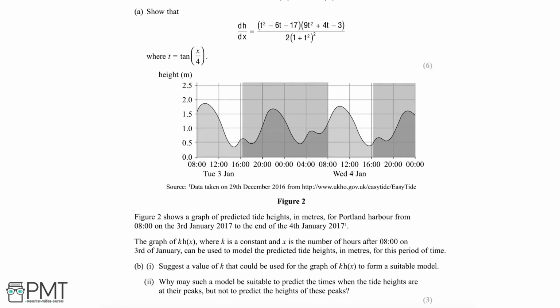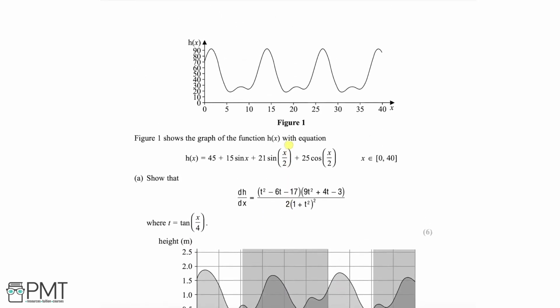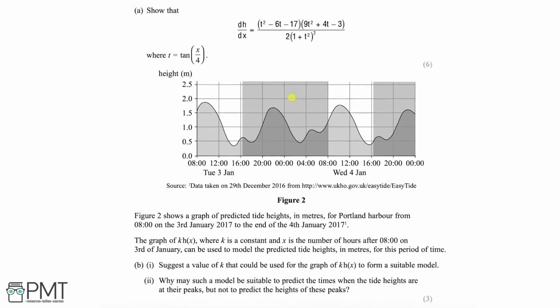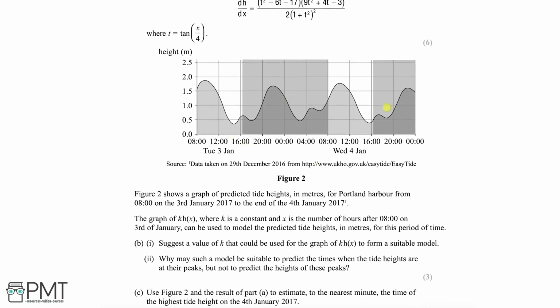So if we look at our question after this, we're now given a new graph, but as you can see, it's actually very similar to the graph of h of x that we had before, so let's keep that in mind. So our new graph in figure 2 shows a graph of predicted tide heights in meters for Portland Harbour from 8 o'clock on the 3rd of January 2017 to the end of the 4th of January 2017. The graph of kh of x, where k is a constant and x is the number of hours after 8 o'clock on the 3rd of January, can be used to model the predicted tide heights in meters for this period of time.